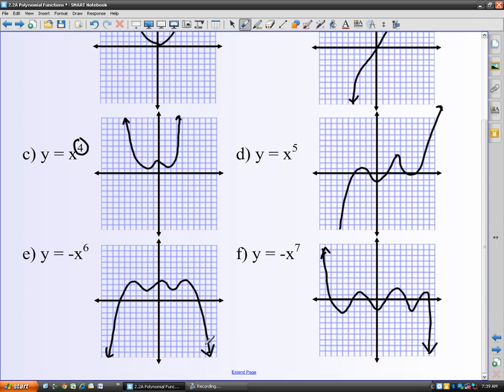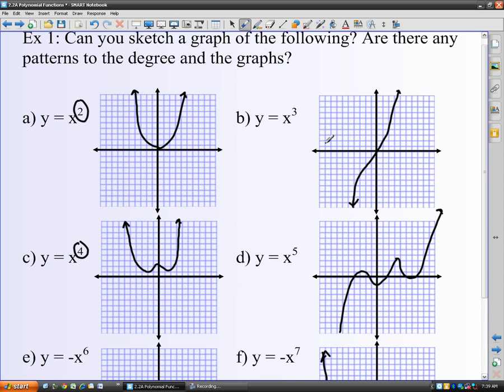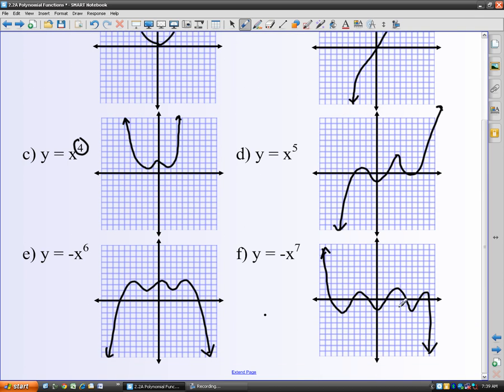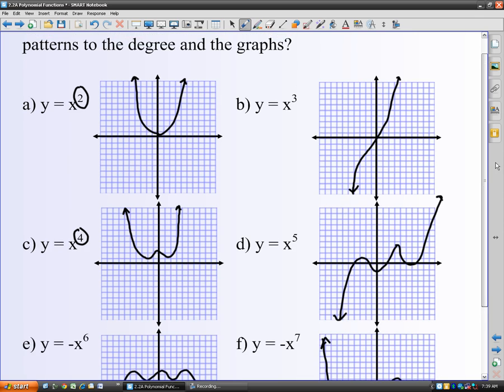What do we notice about the odd ones? Well, in the odd ones, odd powers, they're going opposite directions. And it doesn't matter whether we're negative or positive, their odd ones are going the opposite direction, and it's reflected. So then, that might be something we might notice with the degree.